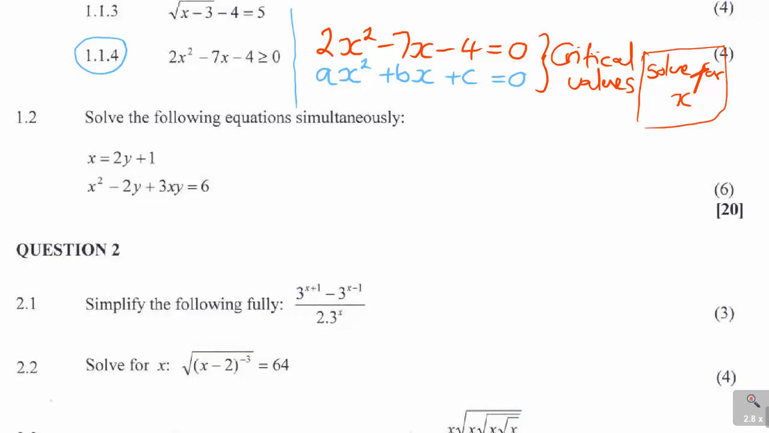So in this case, back again to say, how do you find a? You get the coefficient of x squared, which is 2.